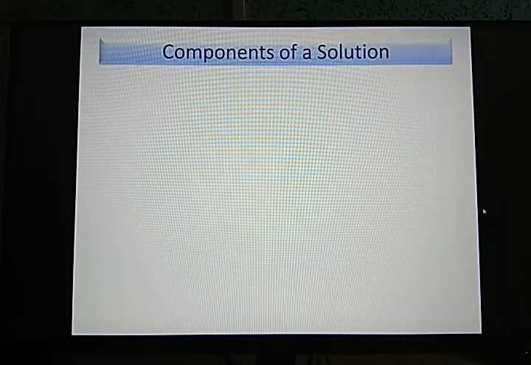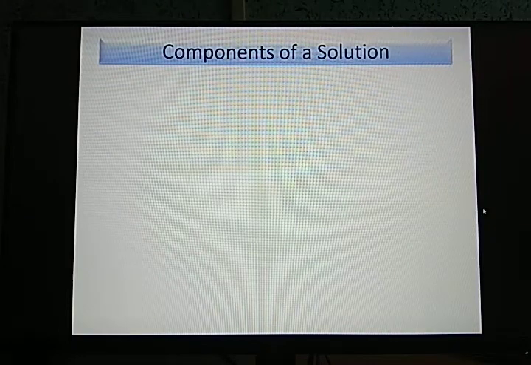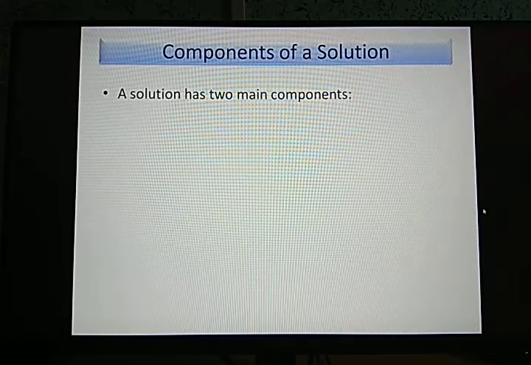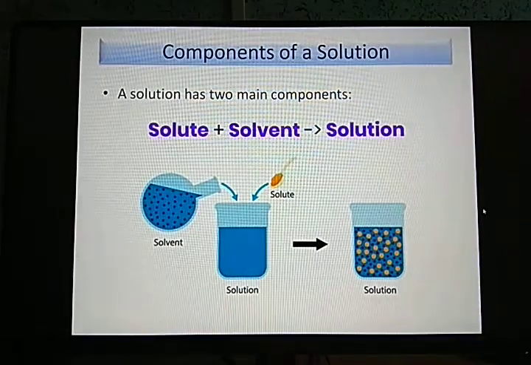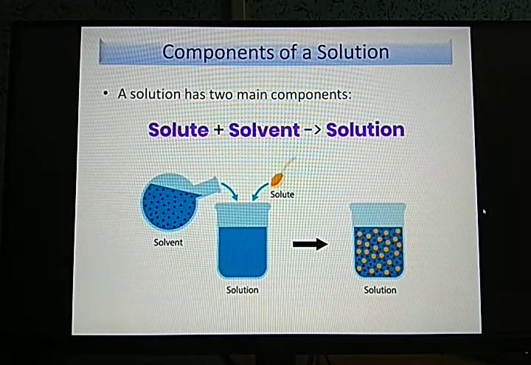Now let us see the next one, components of a solution. Now what are the components of a solution? There are mainly two components of a solution. Now what are they? Yes, the two components are solute and solvent. So when we mix a solute and a solvent together, it forms a solution. As you can see in the figure, the solvent is a liquid here, the solute is a solid here. So if you mix them, it will form a solution.